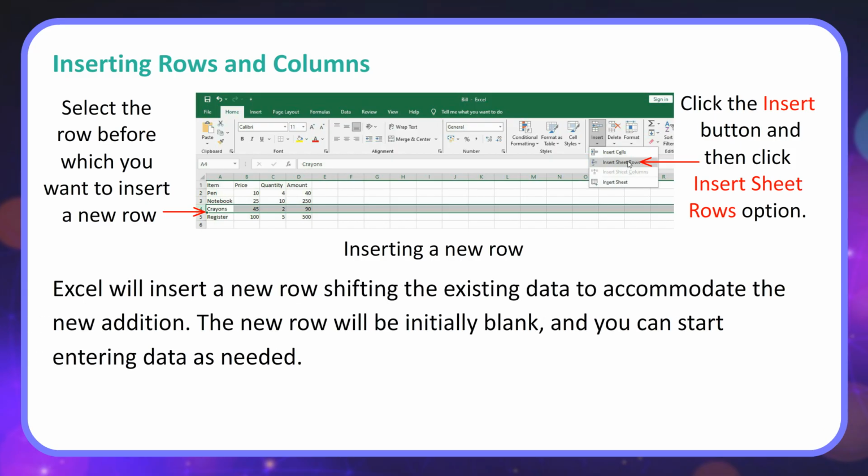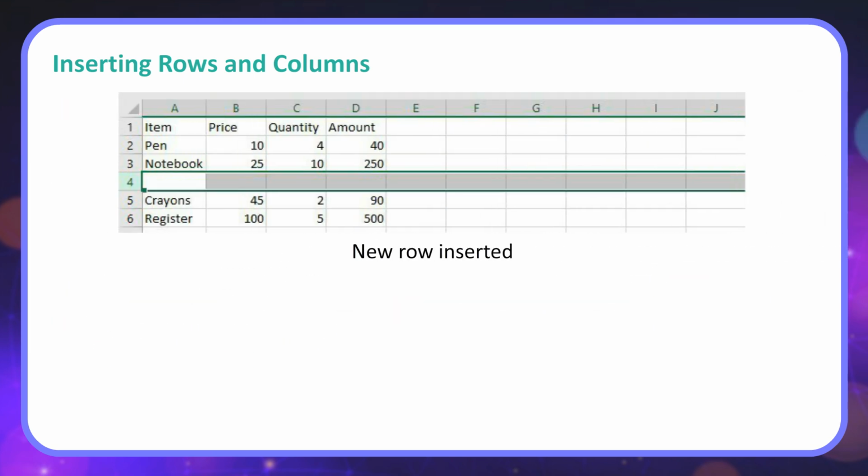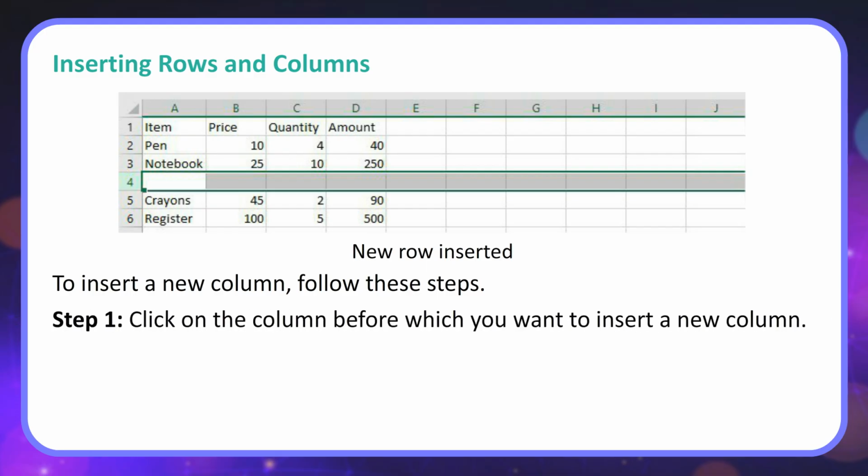Excel will insert a new row shifting the existing data to accommodate the new addition. The new row will be initially blank, and you can start entering data as needed. New row inserted. To insert a new column, follow these steps. Step 1. Click on the column before which you want to insert a new column.